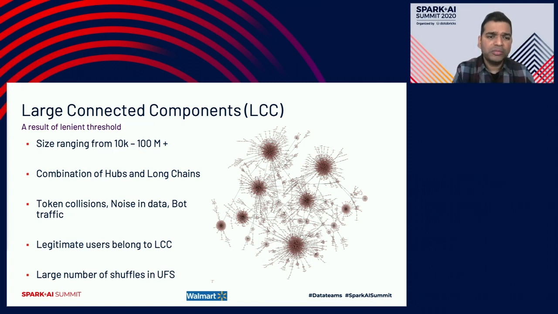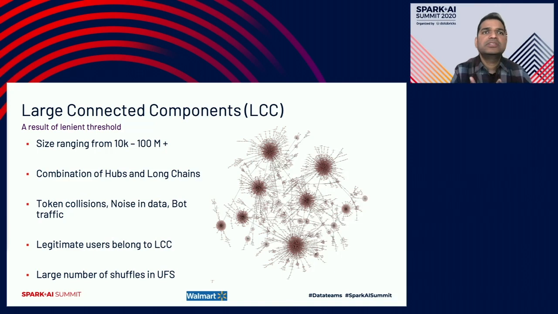So there's generally a combination of hubs and long chains of nodes, what you see in the picture on the right side. Here, what you see as really small red dots are each node of the graph and the linkages. When they are all processed through the connected component algorithm, they form these large connected components. As discussed earlier, the reason for that is either token collisions, noise in the data, bot traffic, and so on. The important point why we should even care about these large connected components is that legitimate users could also belong to a large connected component.